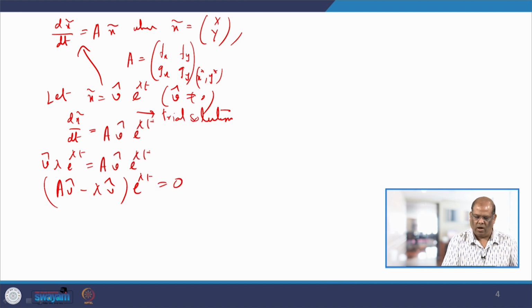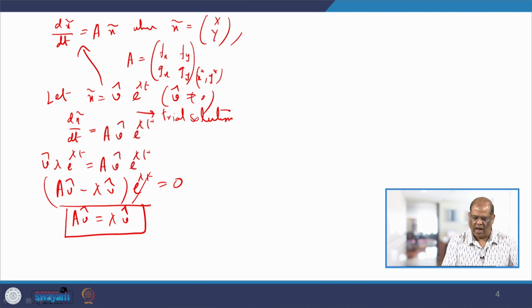This part is not equal to 0 and hence, or 0 matrix, and hence I get A v hat equal to lambda v hat. If you recall, this is just the definition of the eigenvalue. So, basically this lambda here is the eigenvalue of this matrix capital A. Now, to find this eigenvalue, what do we do?